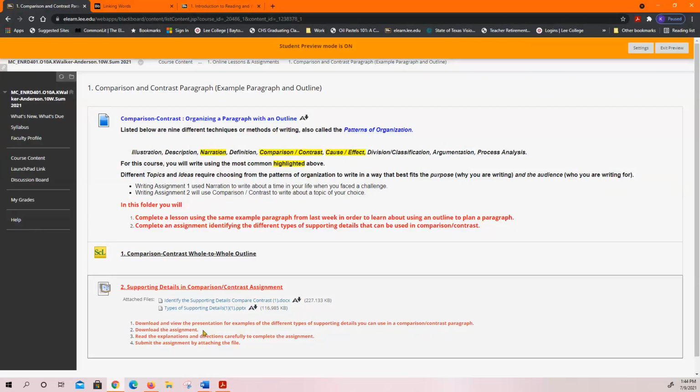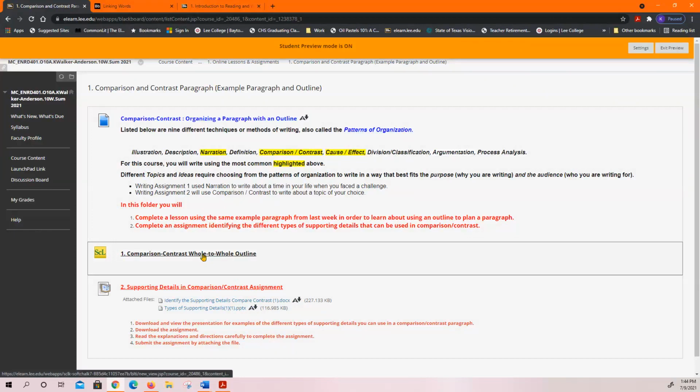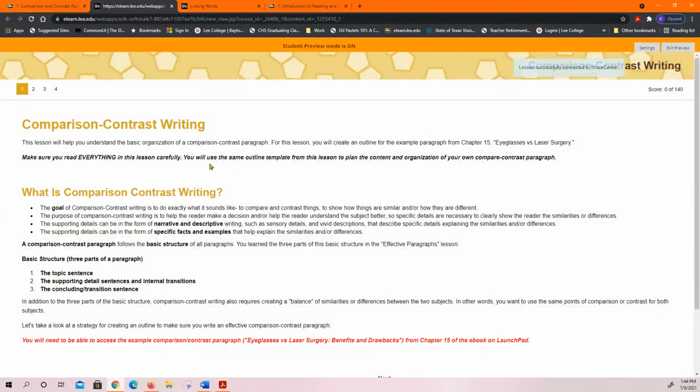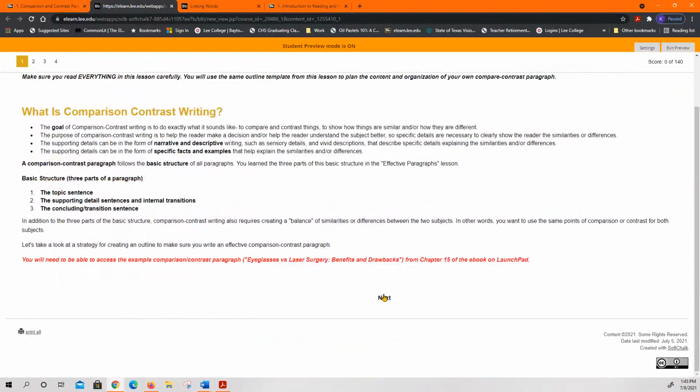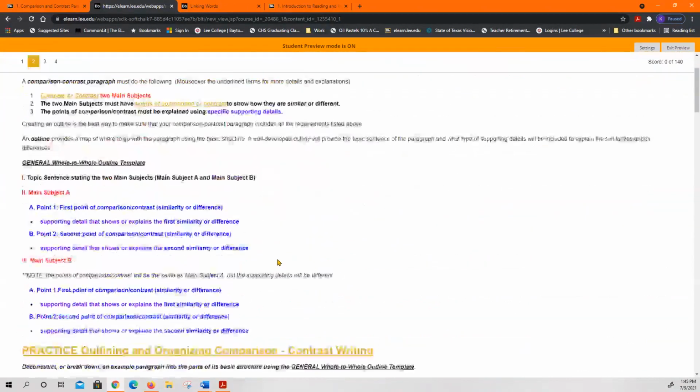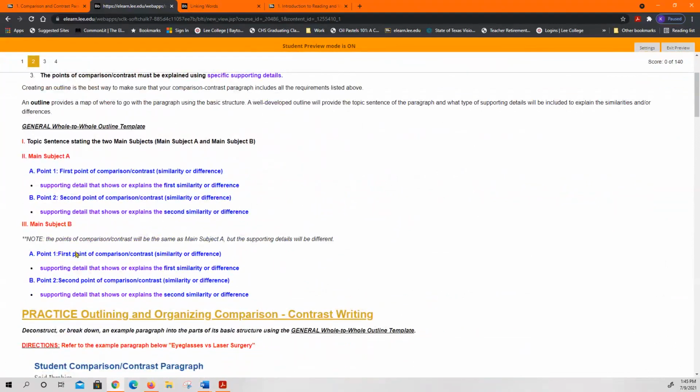So follow the assignment instructions carefully. Make sure you complete this lesson. You might notice this lesson was in last week, and that's just in case you didn't do it. Even if you did, go through it again to refresh your memory. What you're doing in this lesson, I'll just go into it. It goes over what comparison contrast is, basic structure, and then you're looking at an example paragraph and breaking that paragraph down and putting it into the outline correctly.